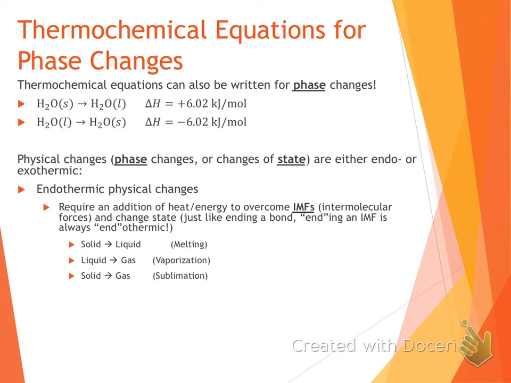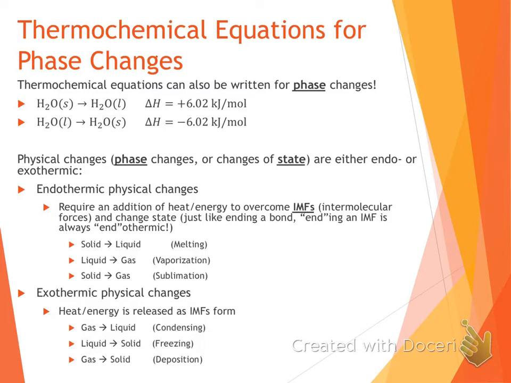Those phase changes that would be endothermic would be melting, vaporization, and sublimation, which is when we go from a solid phase directly to a gas phase without passing the liquid phase. So the opposite of all of these phase changes then are exothermic. They are going to be releasing energy as new IMFs or new attractions are formed. Just like making a new bond is exothermic, making a new attraction or a new IMF is exothermic as well. So condensation, freezing, and deposition would be your exothermic phase changes.